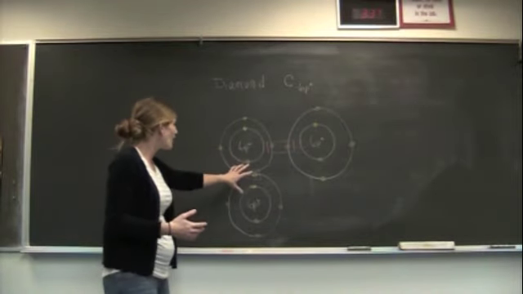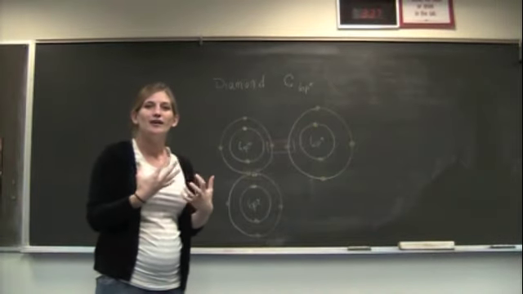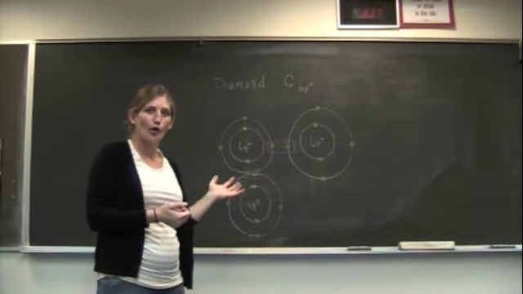So what's happening with these carbons is they both want them so badly that they're going to hold on tight, and that creates these very strong covalent bonds.